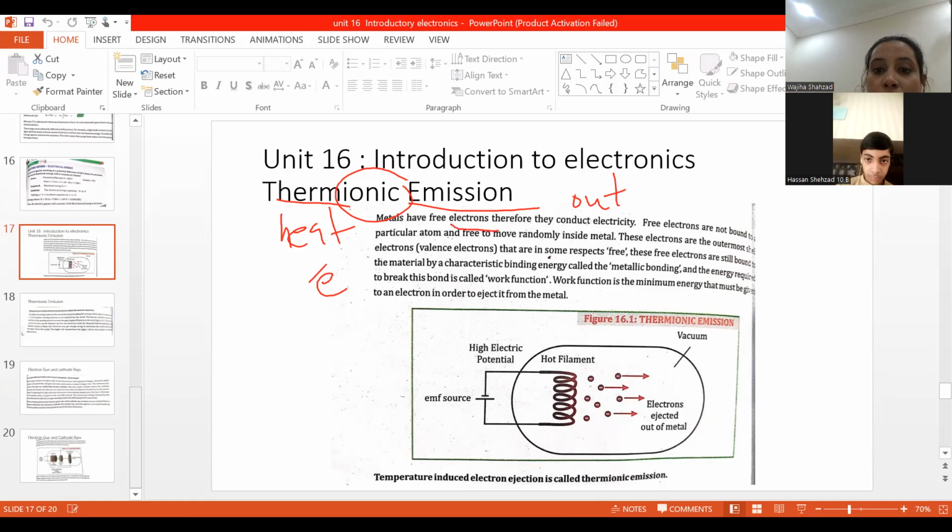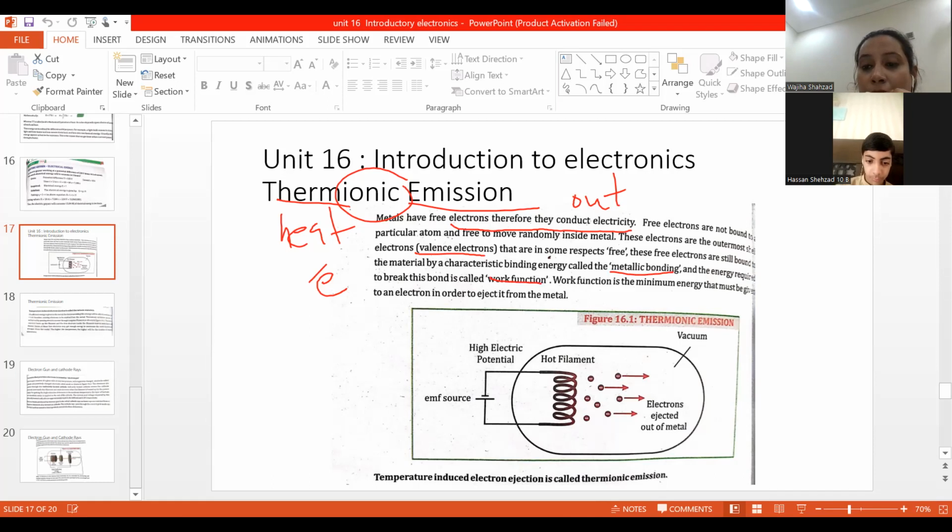Metals have free electrons, therefore they conduct electricity. So how do metals get free electrons? Free electrons are not bound to a particular atom and are free to move randomly inside a metal. Most of these electrons are known as valence electrons, the outermost electrons. That's why they are known as free electrons. These free electrons are still bound to the material by characteristic binding energy called metallic bonding, and the energy required to break this bond is called work function.